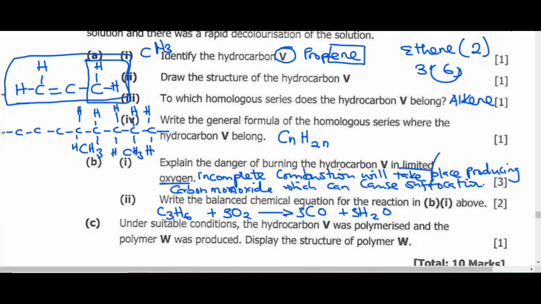What are we going to have? H there, and then here, so that is H3, and then here, what are we going to have? H there, and then here we have H there, and then we have CH3. Now here it is not closed, meaning that there is an opportunity for another extension here. So meaning this is the answer for polymer W which was produced.